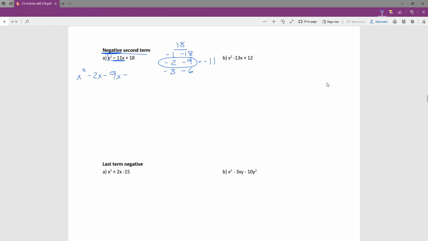So I've decomposed my middle term after I figured out which numbers fit my number puzzle. I'm going to factor by grouping, pulling an x out of the first two terms and a negative 9 out of the second two terms. Watch your signs here. We're dividing by negative 9 in both cases. And so my factored form would be this x minus 2 and x minus 9.